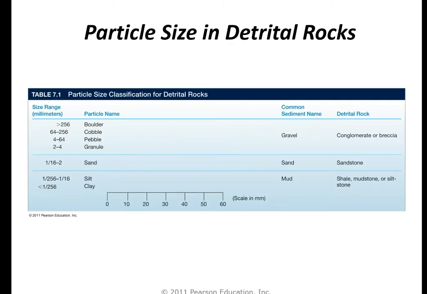So here we see different particles. You can have something as small as clay or silt going up into sand, and then different sized particles like a granule or a pebble, a cobble, or a boulder. Let's see, large.